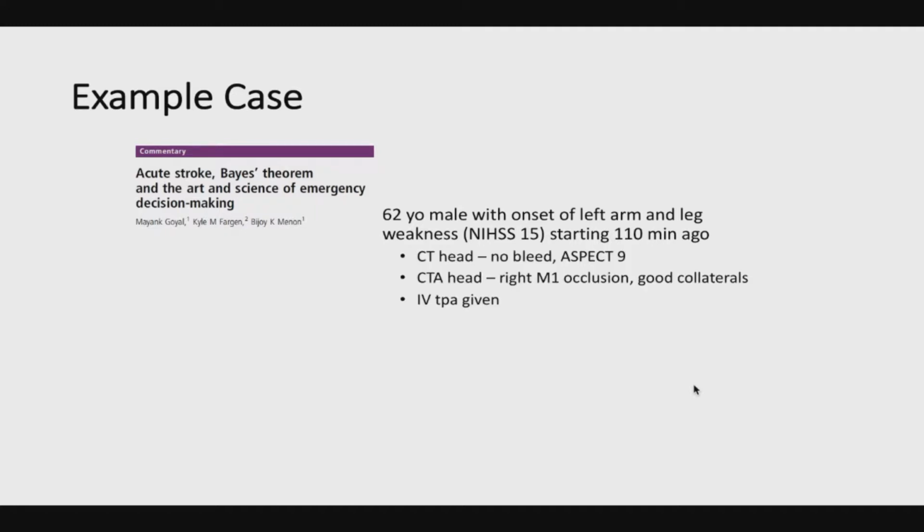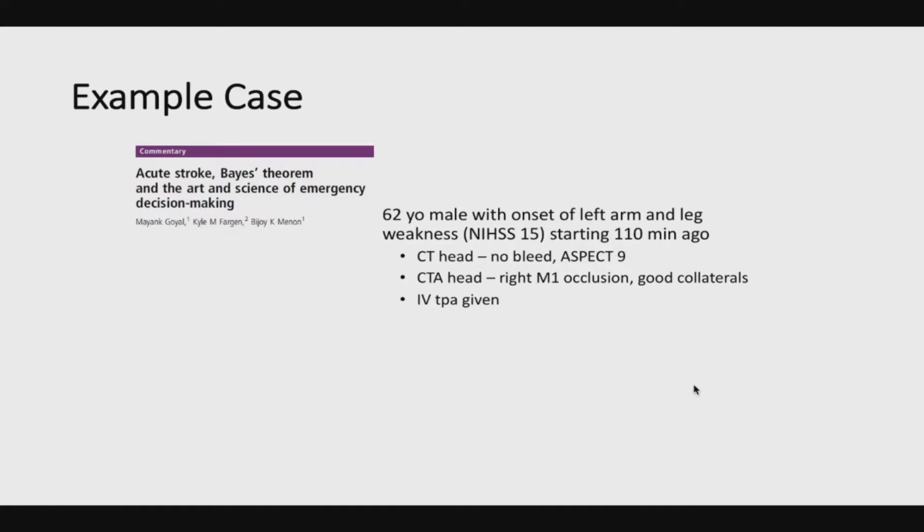Now, let's look at an example. You have a 62-year-old male patient with a sudden onset of left arm and leg weakness, NIH stroke scale of 15. His symptoms started about 110 minutes prior to arrival to the ED. So we do a non-contrast head CT that showed an ASPECT score of 9. CTA showed a right M1 occlusion. TPA was given to the patient.